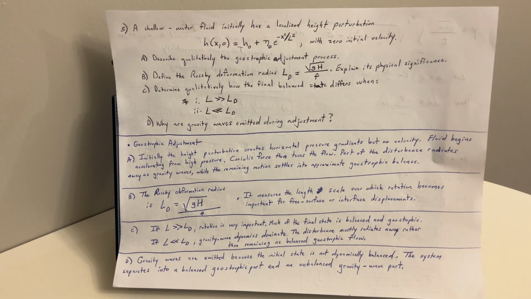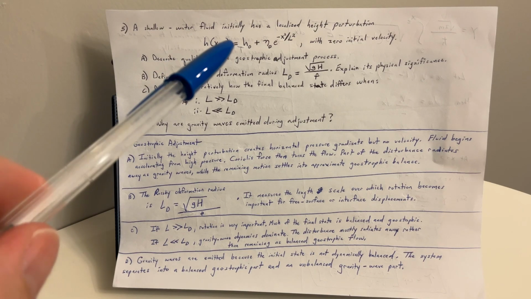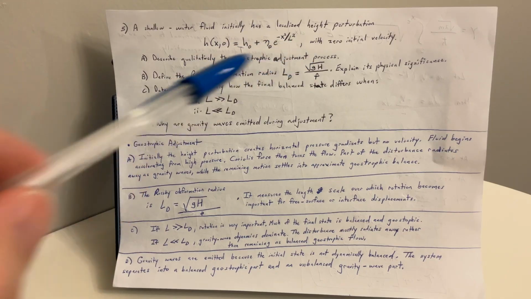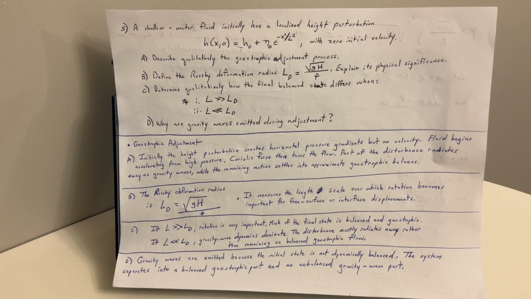5, a shallow water fluid initially has a localized height perturbation given by this h(x, 0) equals this, with 0 initial velocity. Describe qualitatively the geostrophic adjustment process. This is a geostrophic adjustment problem. So letter A, this is canonical. Initially, the height perturbation creates horizontal pressure gradients but no velocity. Fluid begins accelerating from high pressure. Coriolis force then turns the flow. Part of the disturbance radiates away as gravity waves, while the remaining motion settles into approximate geostrophic balance.